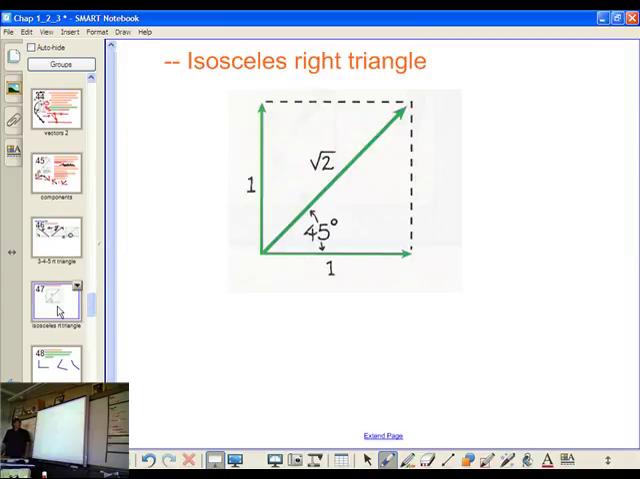The other relationship is the isosceles right triangle. Now, by the Pythagorean theorem, if I have a side of 1 and a side of 1, my hypotenuse is going to be the square root of 2, about 1.4. But the beauty of this is, if I had a side of 7 and a side of 7, the hypotenuse would be 7 times the square root of 2. If I had a side of 10 and a side of 10, this would be 10 times the square root of 2. So whatever your side is, the resultant is just that number times the square root of 2. Remember, these both come from the Pythagorean theorem. Any questions? Anyone need more time?